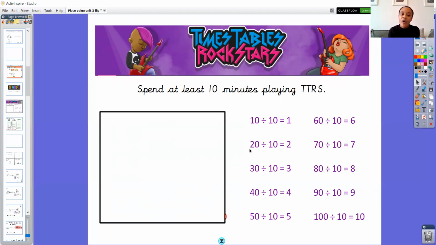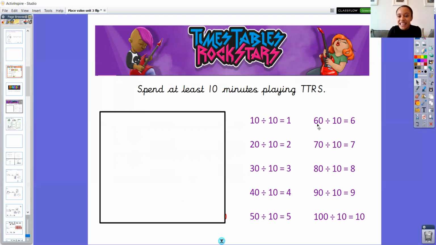So this time we're thinking the opposite of what I just said. And we're thinking, how many groups of 10 are there in 20? So this time we want to count in our 10s until we get to 20 and see how many groups there are. So 10, 20. So there are 2 groups. So can you see how it's the opposite? 2 times 10 is 20, and 20 divided by 10 is 2.